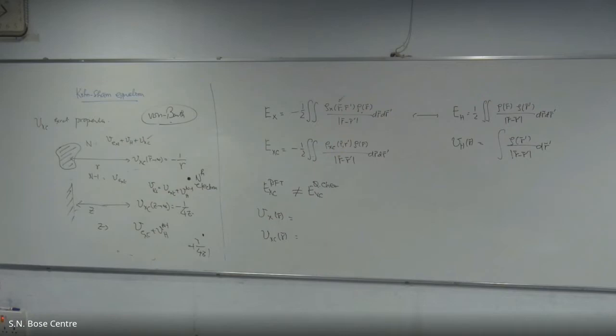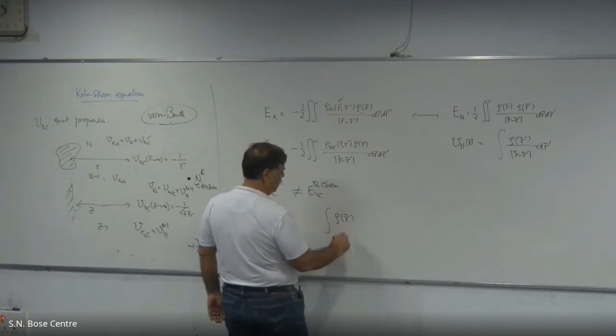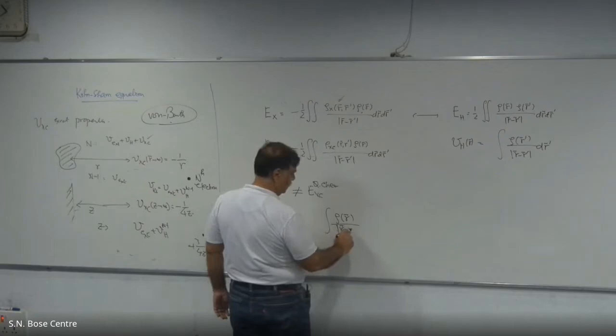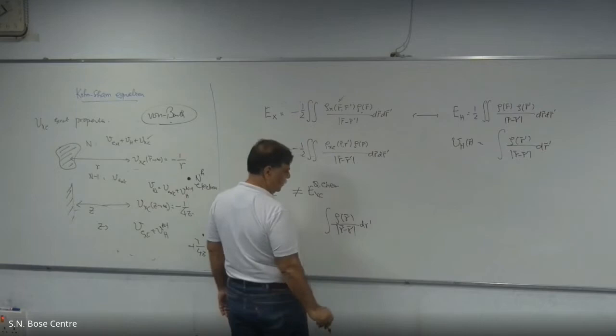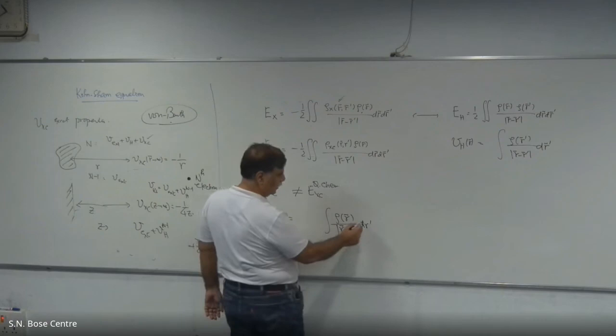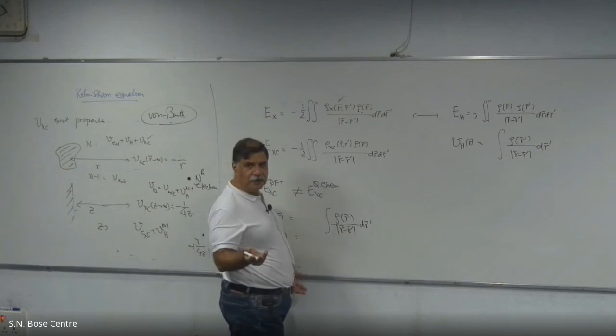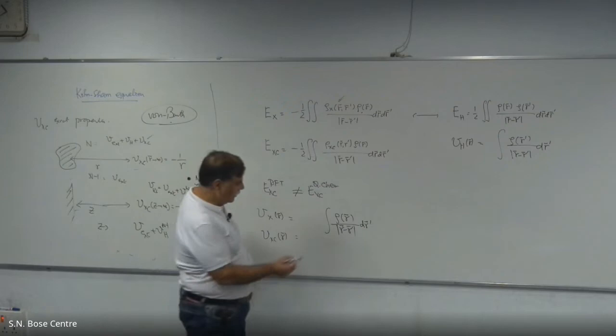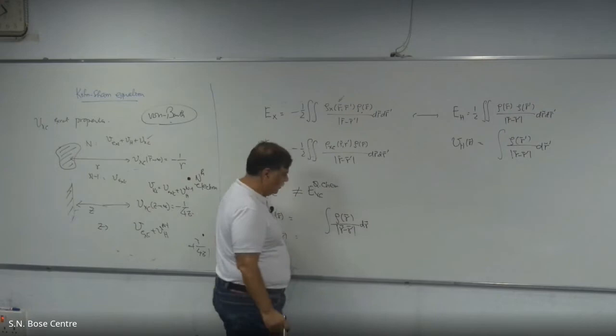That is an integration of what? Integration of what? You mean rho r prime here? No. Only r. So we have to do the volume integral. This is my volume integral, only dr. This is a function of r prime. This will be a function of r prime. Problem over here.